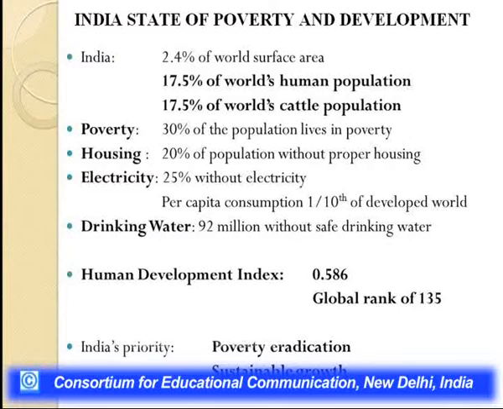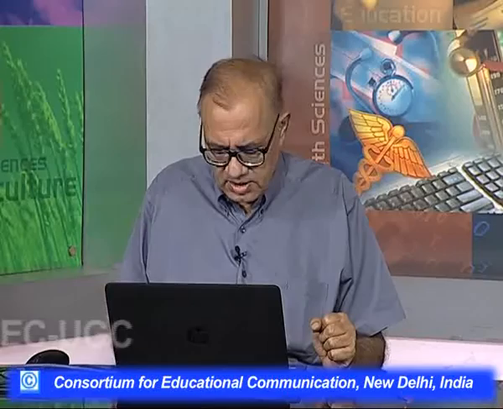On the Human Development Index, our global rank is very low, more than 100. And so that is why our top priority should be poverty eradication and sustaining growth. For achieving poverty eradication and sustaining growth, livelihood security is very important. Through livelihoods, by providing livelihood security to the people at all times and all places, it is possible to achieve poverty eradication.